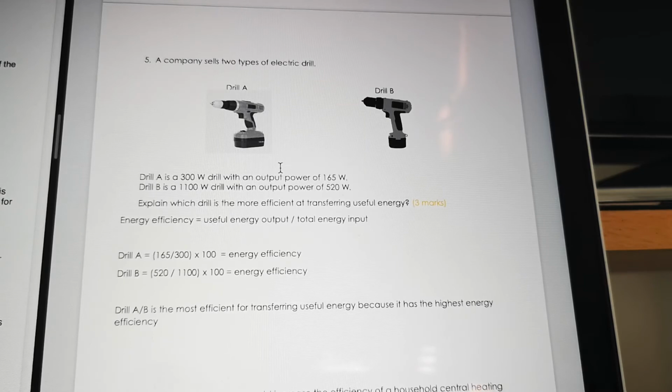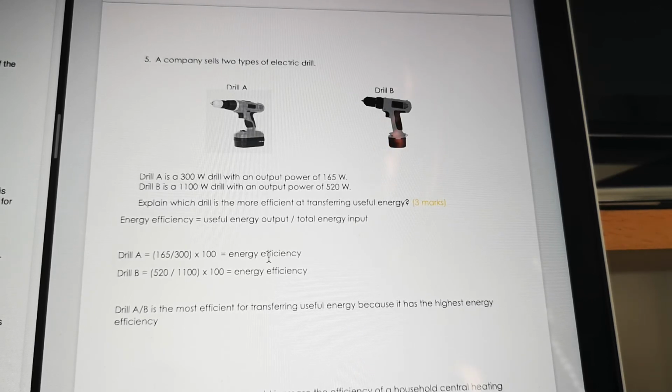So a company sells two types of electric drill, drill A and drill B. What you would do is you will use energy efficiency is equal to useful energy output divided by total energy input times 100. Give us your percentage. So you'll do that for drill A, so 165 divided by 300, because 300 is whatever you put in, times 100. That will give us your energy efficiency. Remember, your energy efficiency will never be above 100%. If you have, then you've done the division the wrong way around.